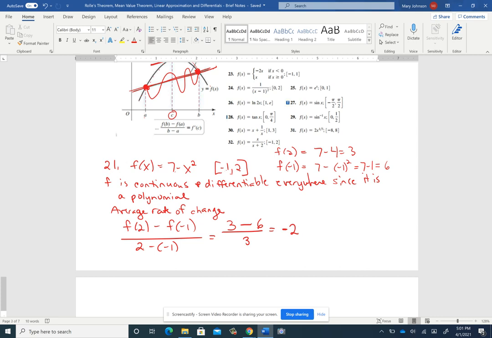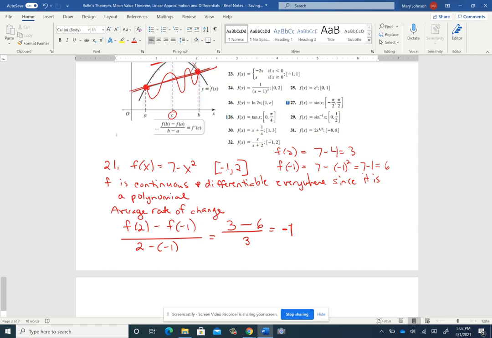That's not true, because that's a -3 over 3. That's a -1. Okay, that's it. Getting a -1 for your average rate of change. All right, so now pay attention to this part. Your job, what you now know, is there's got to be a c value.